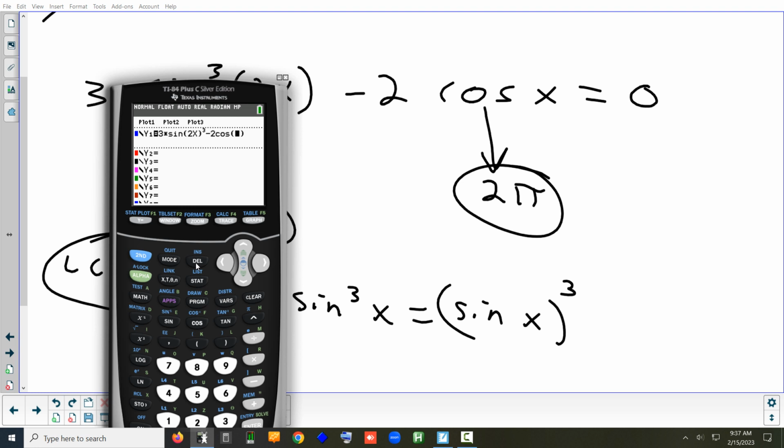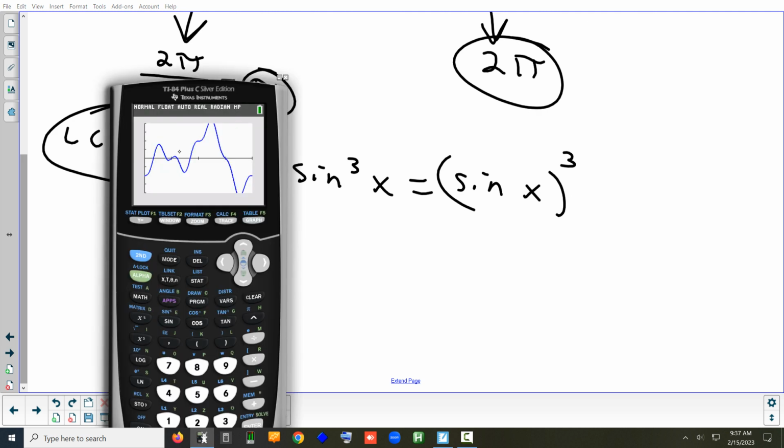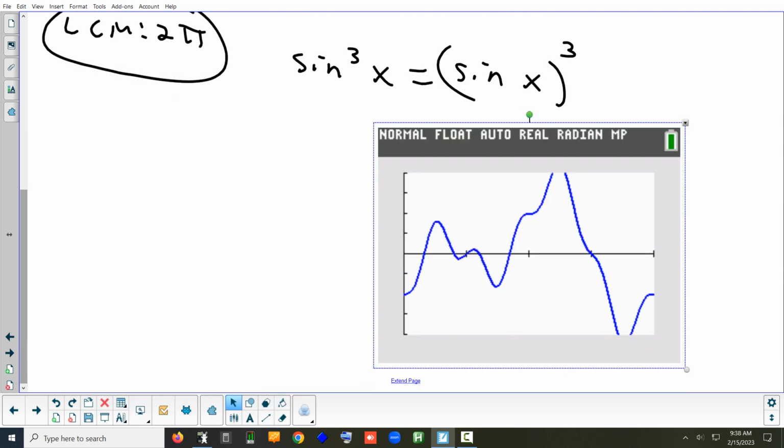Okay, so let's graph it and see what we get. It goes off the screen a little bit. I'm not that concerned about it because we're not looking for maximums or minimums. There are a lot of them here. But we're looking for where it crosses the x-axis. How many answers do we get for that one?